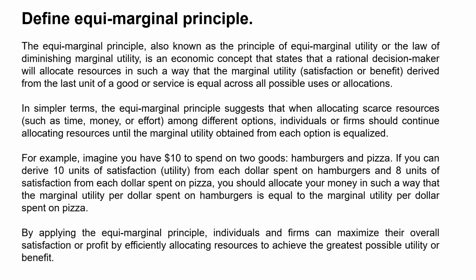For example, imagine you have $10 to spend on two goods, hamburgers and pizza. If you derive 10 units of satisfaction from each dollar spent on hamburgers and 8 units of satisfaction from each dollar spent on pizza, you should allocate your money in such a way that the marginal utility per dollar spent on hamburgers is equal to the marginal utility per dollar spent on pizza. By applying the equi-marginal principle, individuals and firms can maximize their overall satisfaction or profit by efficiently allocating resources to achieve the greatest possible utility or benefit.